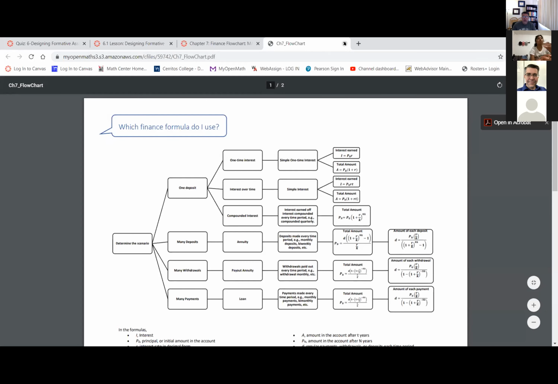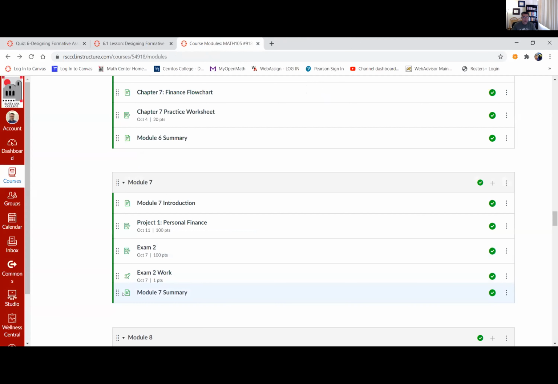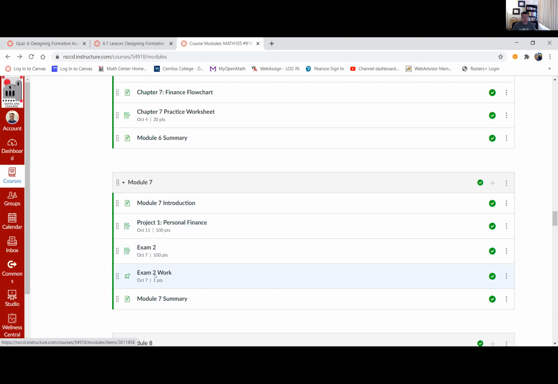Another thing to take note of: on the 7th, we have our exam 2. Let me put the exam in. This will open up on the 7th for week 7, in module 7. So October 7th, next Wednesday.